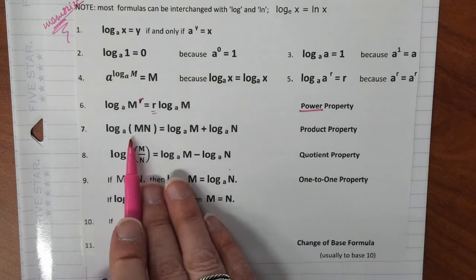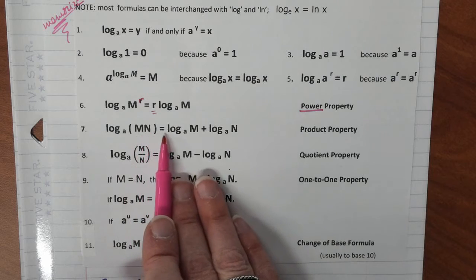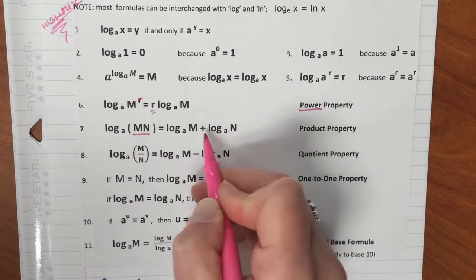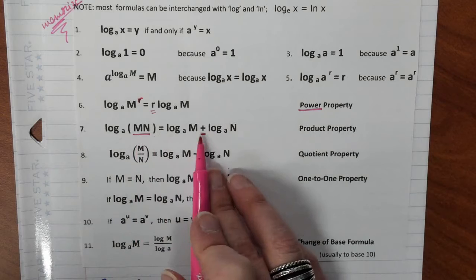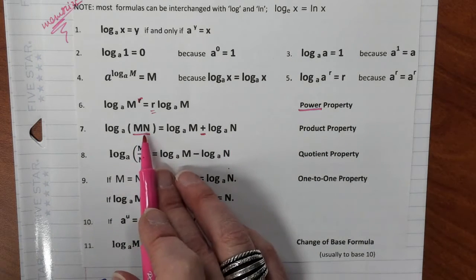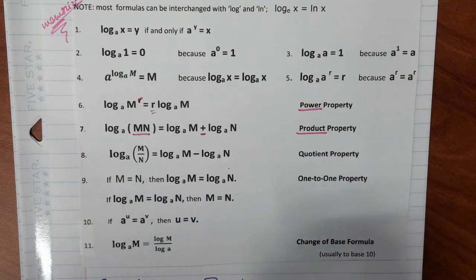Other times you'll see a log that's written with values that are multiplied, and you will expand it by addition. So if they're multiplied, you expand it by adding each term. If you have 3 terms multiplied, you would have the sum of 3 terms. They start, when they're condensed, multiplied, so we call it the product property.